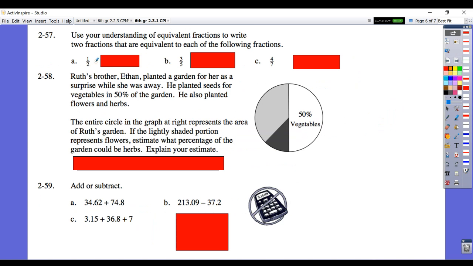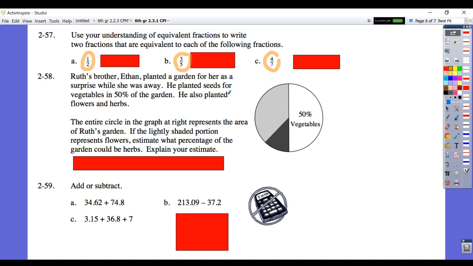257, they want you to write 2 fractions that are equivalent to the originals. So 2 fractions that are equivalent to 1/2. Equivalent again meaning equal in value but look different. You can use your giant 1. 2 fractions that are equivalent to 3/5. 2 fractions that are equivalent to 4/7. Remember, there's an infinite amount of equivalent fractions. You just need to come up with 2.